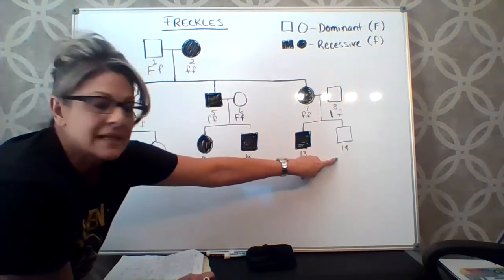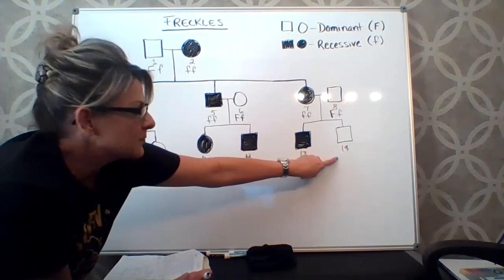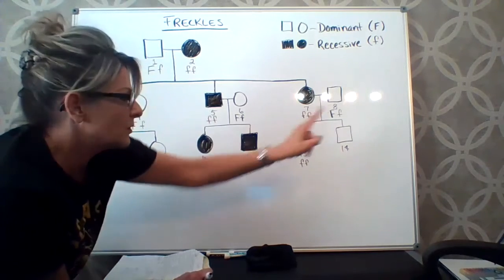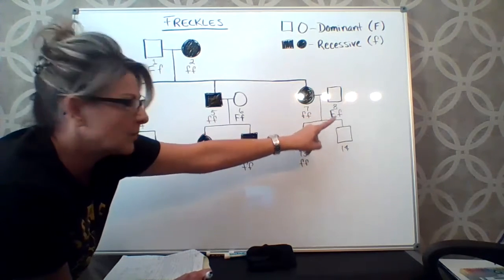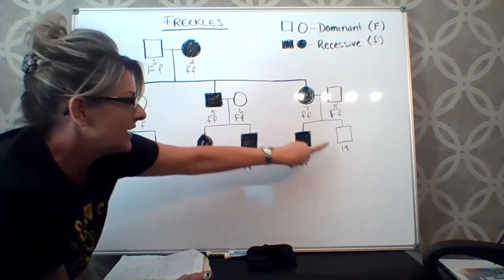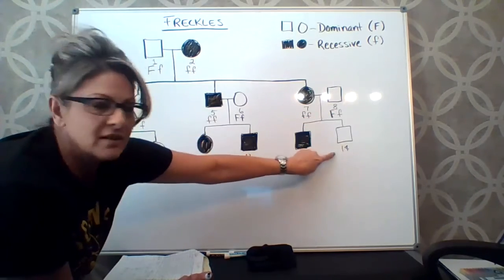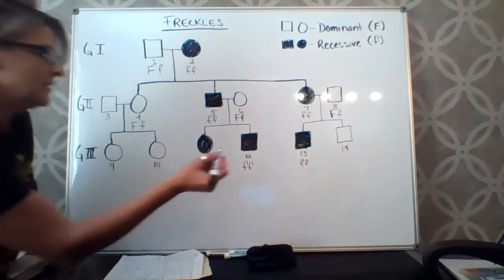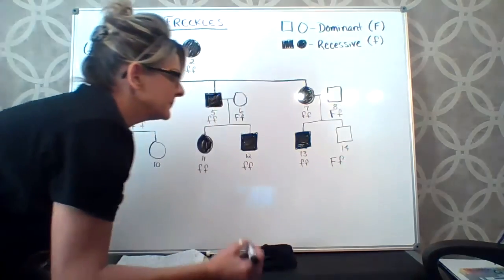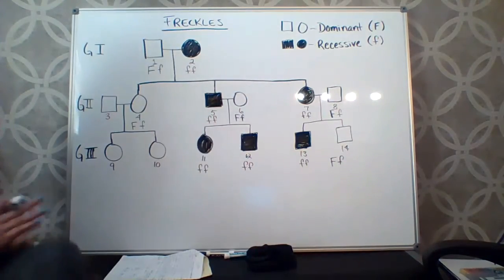Now, if we look at his brother, he does not have freckles. So we know he has to have at least 1 dominant gene, which he could have gotten from his dad. But what does mom have to give him? She has to give him a recessive. So he is going to be just like his father. He is also going to be heterozygous. So we're going to fill that in here. All right. So that now takes care of almost everybody.